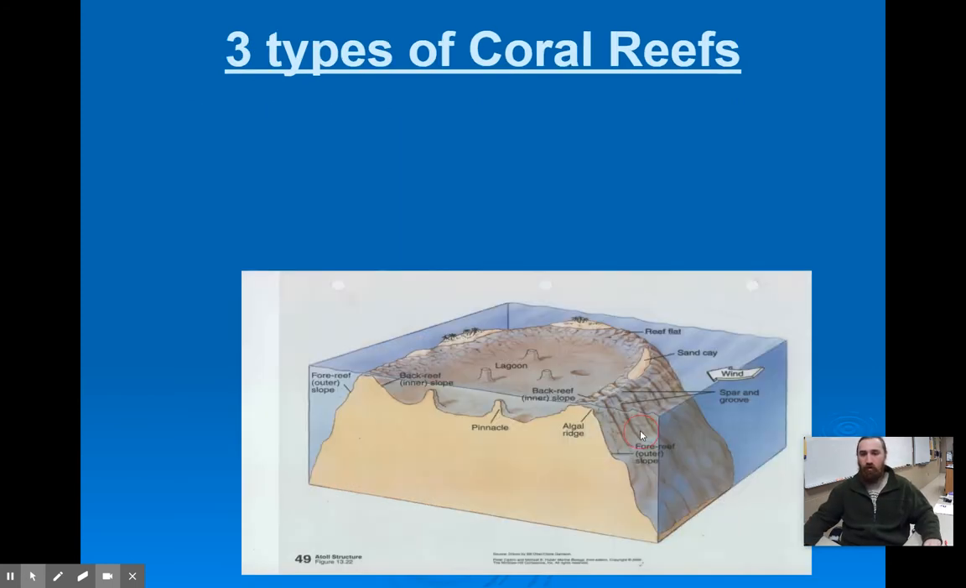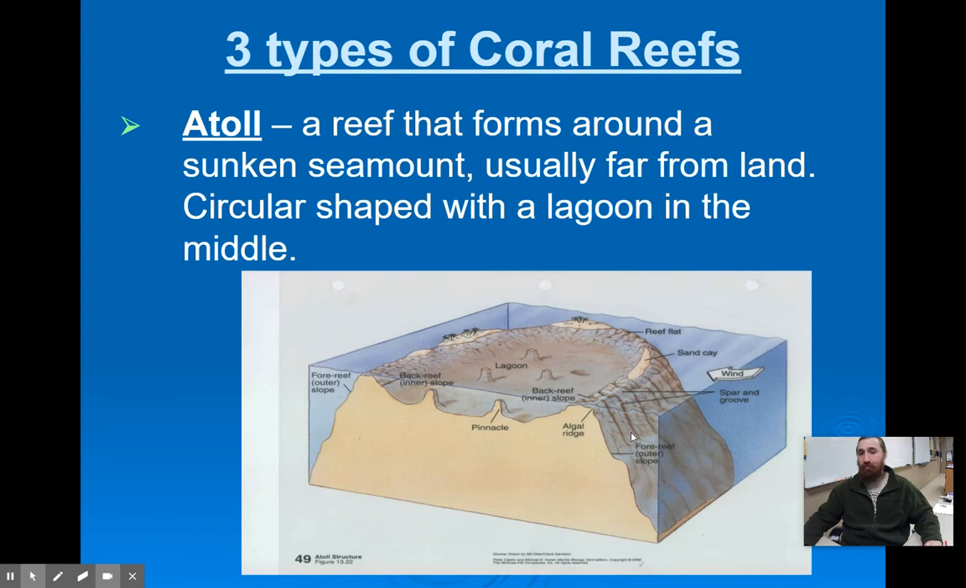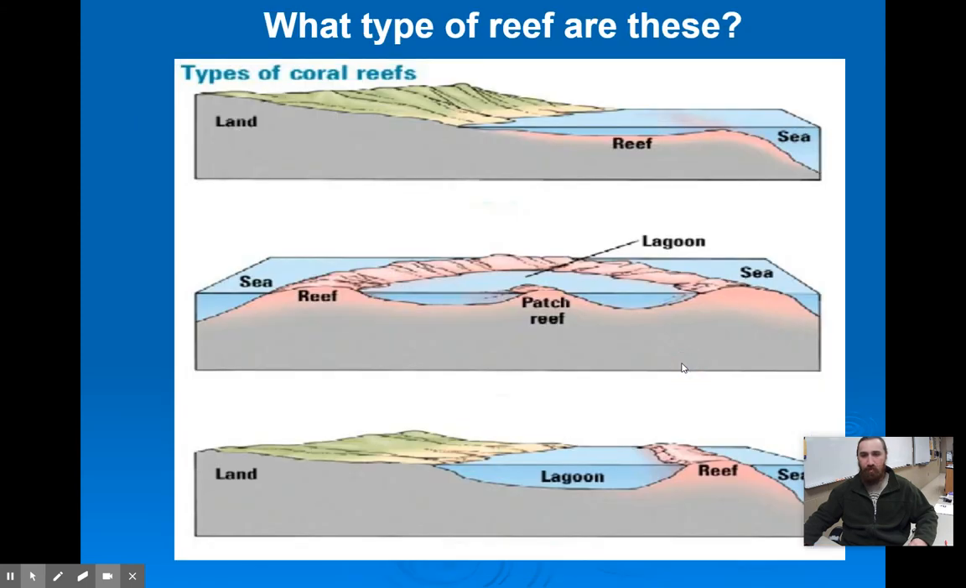And the last one is called an atoll. So it's a reef that forms around a sunken seamount, usually far from land. It's circular shaped with a lagoon in the middle. So it's kind of almost like an underwater mountain that hasn't crested the top of the water, but it's basically 2 inclines, or an incline on both sides. It's like a cone shape, and then your coral reef is going to be on top and down the sides. So looking at all 3 of them together.